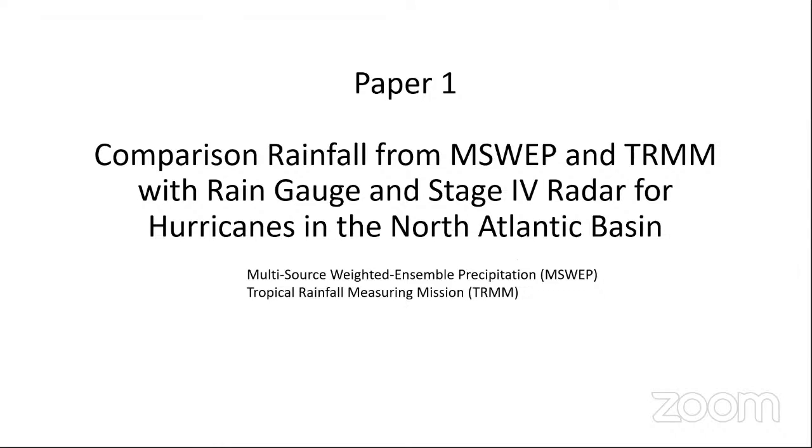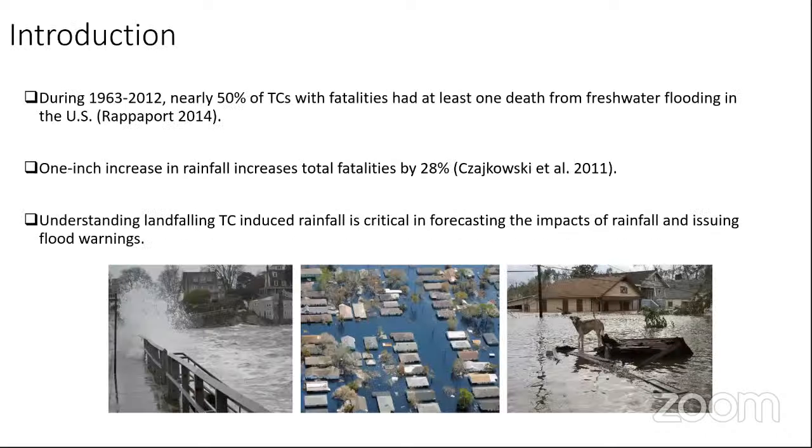So for my first paper, I studied the rainfall from two data sets, MSWEP and TRMM, and compared them with the rain gauge and Stage IV radar for hurricanes in the North Atlantic Basin. For these two data sets, I will give a detailed description later. A little bit of introduction.